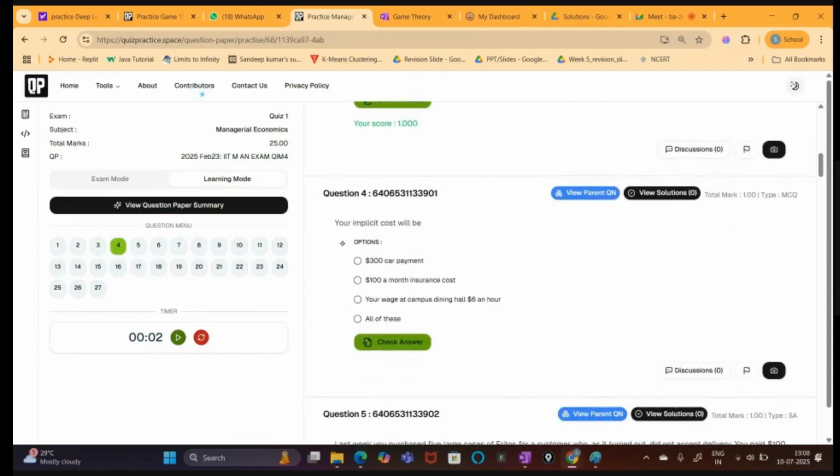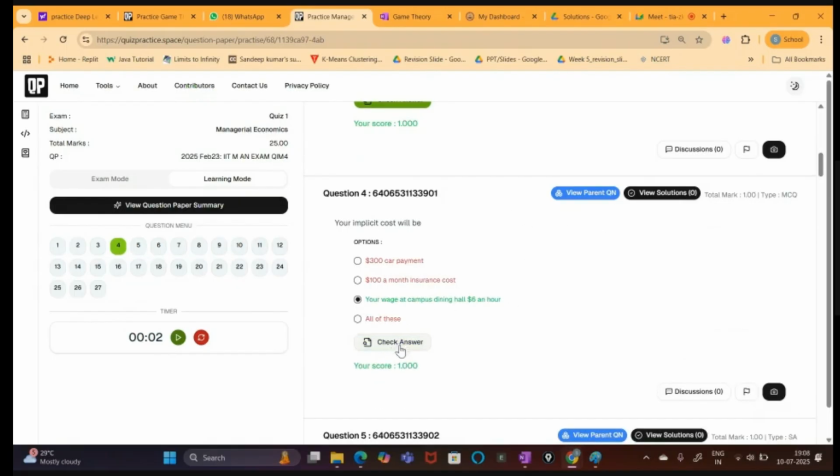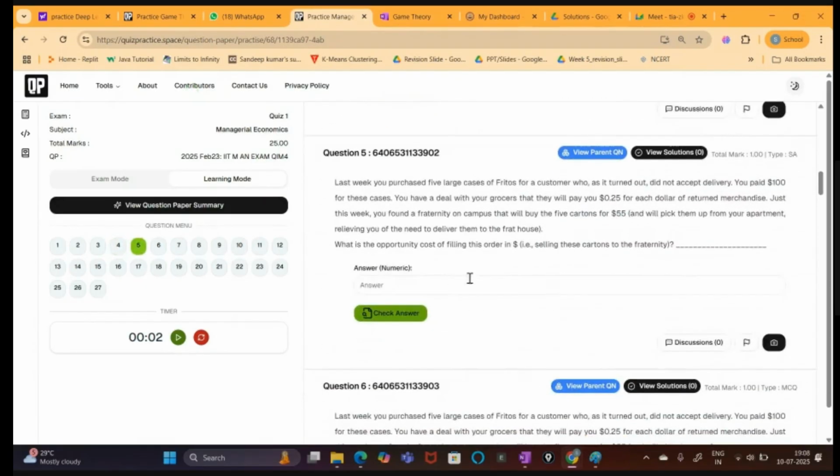It is asking what will be the implicit cost. The car payment is explicit cost, and the $100 a month for insurance is also an explicit cost. So your wage at the campus dining hall, $6 an hour, will be the implicit cost, as I told earlier. So that will be the answer. Moving forward, last week you purchased 5 large cases of Fritos for a customer.